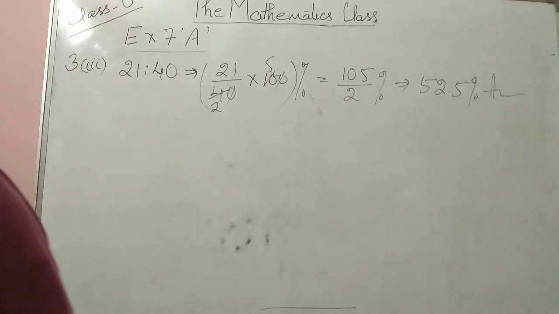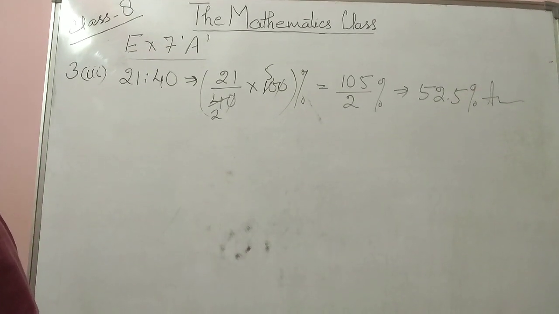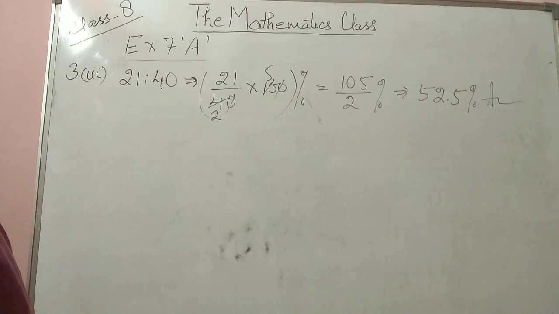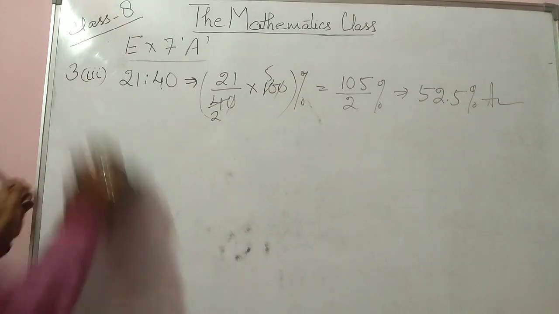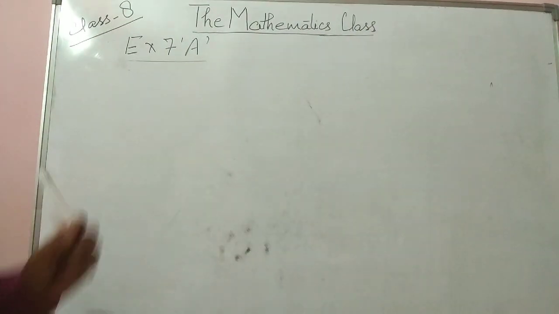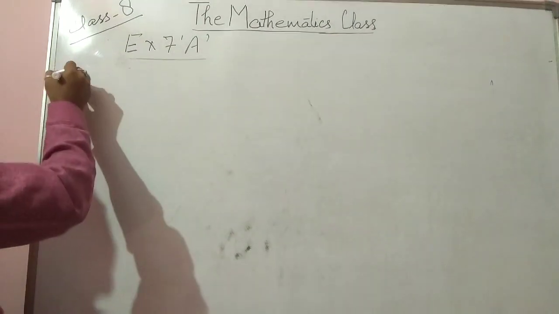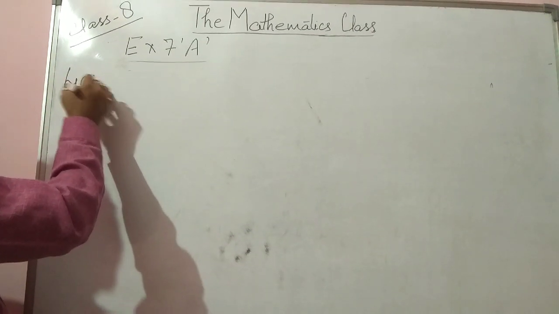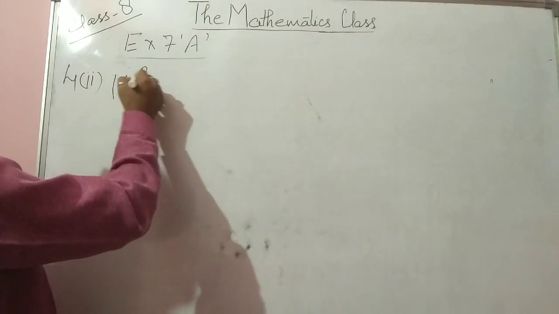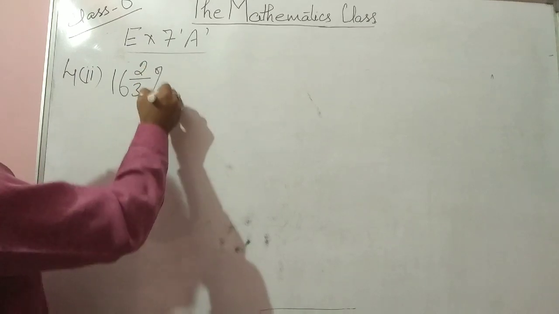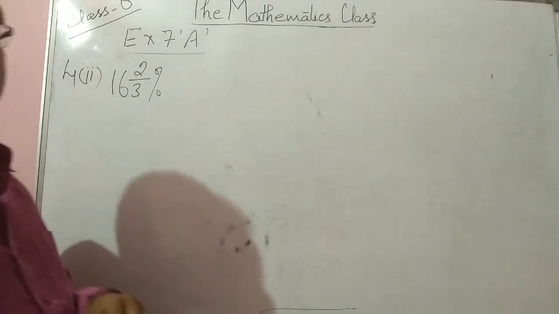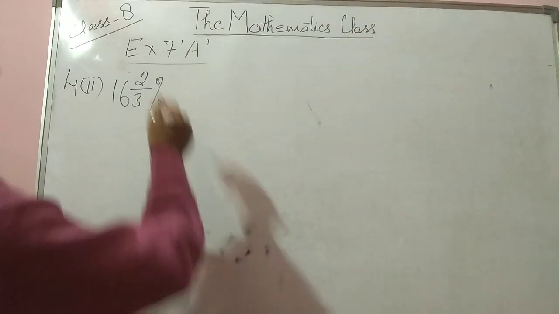Now the next question number 4. Express each of the following percents as ratios. It's again very easy, it's vice versa. So question number 4, I am taking the second part. Question number 4, second part is 16 whole 2 upon 3%, and you have to convert this as a ratio or as a fraction.